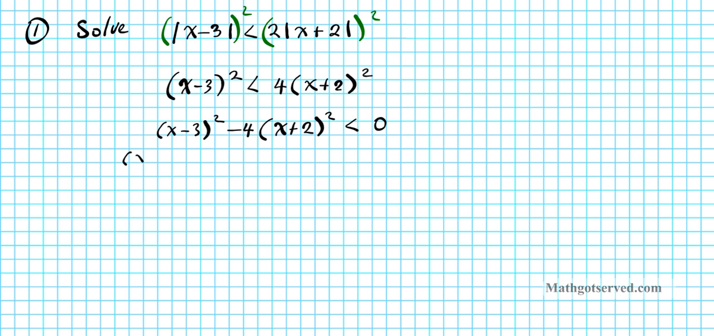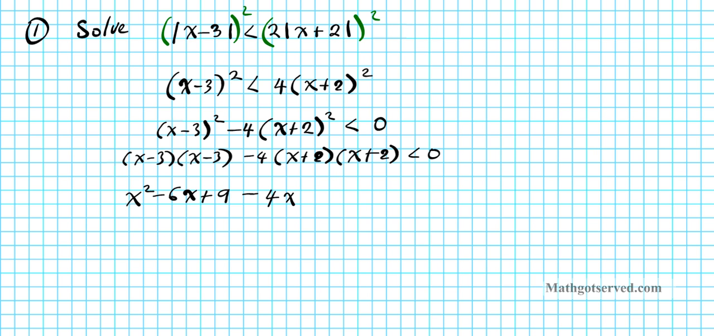So we have (x minus 3) times (x minus 3) minus 4 times (x plus 2) times (x plus 2) is less than 0. Okay, so when you expand this completely, you have x squared minus 6x plus 9 minus, when you expand this and distribute the 4, you have 4x squared plus 16x plus 16. Remember, this minus changes the signs between the terms here, and that is less than 0.